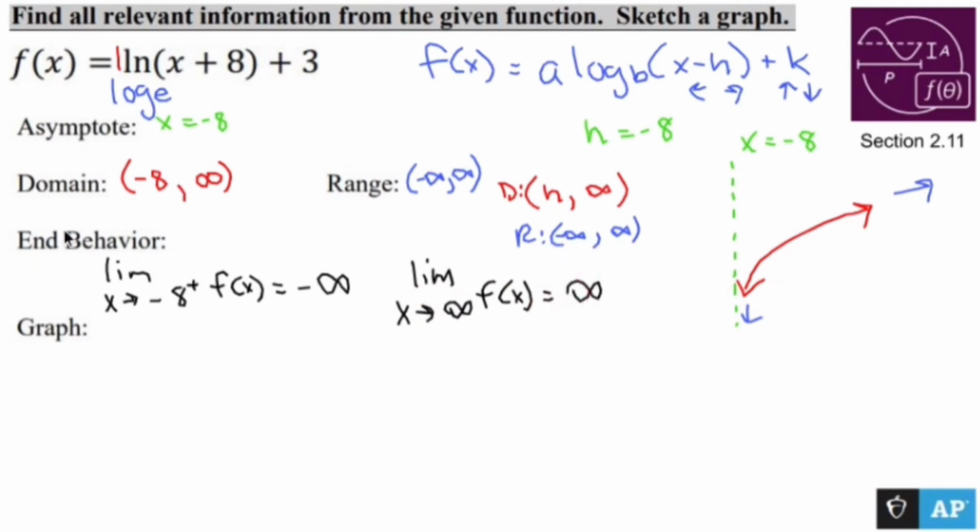Now let's take that picture and make it look a little bit better. This is the worst part of all of this. No calculator allowed, no calculator needed. We'll be all right. First thing that happens is I know that I have a vertical asymptote at negative 8.